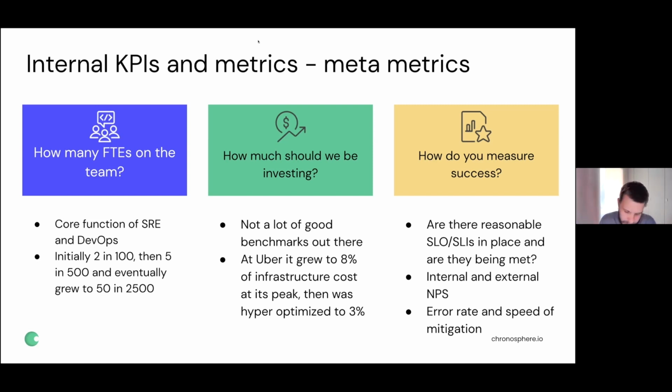But you can usually get away with a handful of dedicated people, roughly 1 to 2% of the headcount, whether that's part-time or ideally full-time. That's what we found at Uber was a good sweet spot. And then, of course, how much should you spend on it? At Uber, we grew it to 8%, just the metrics infrastructure, so that's not including logs or tracing. Then we hyper-optimized it down to about 3% with extended growth.